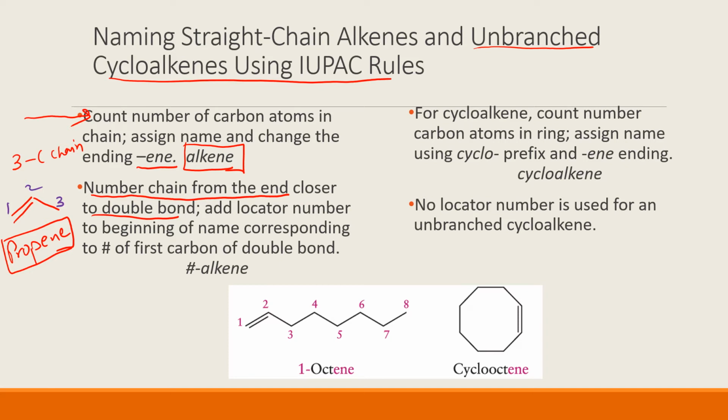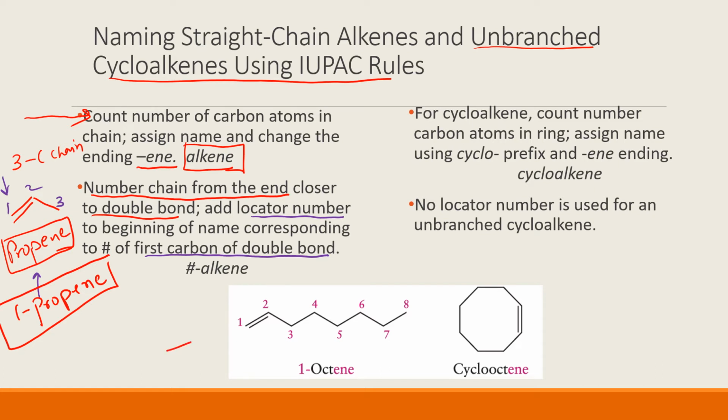Then we add the locator number to the beginning of the name, corresponding to the number of the first carbon of the double bond. So what do we mean by that? Whichever carbon atom begins the double bond, that's the locator number of the double bond. In case of propene, the double bond starts at carbon number 1. So the locator number for the double bond in this propene is 1. Hence the proper name would be 1, hyphen, propene.